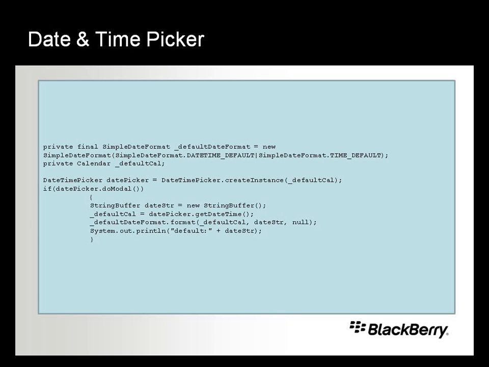Using date and time picker in our application is very easy. We have to select which type of spinner we want to use and also the type of the format for the time or date. And then we just create the instance of the date time picker object.